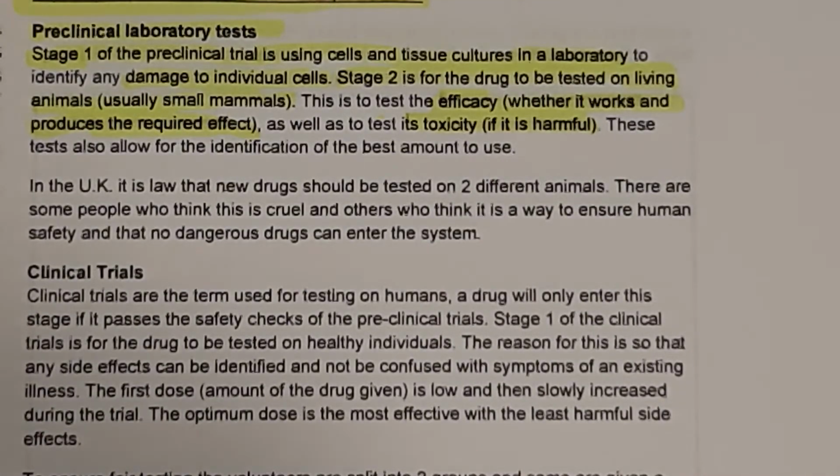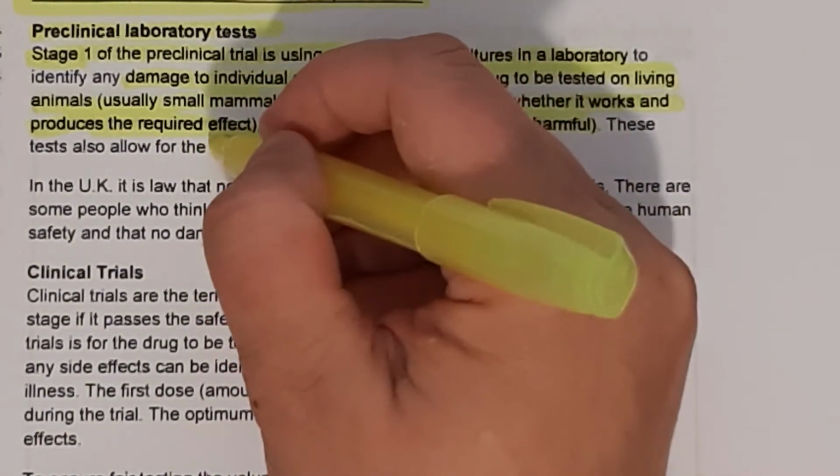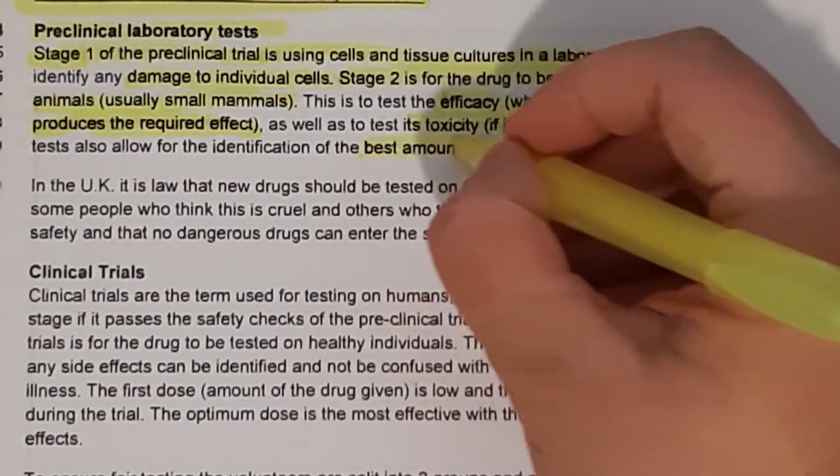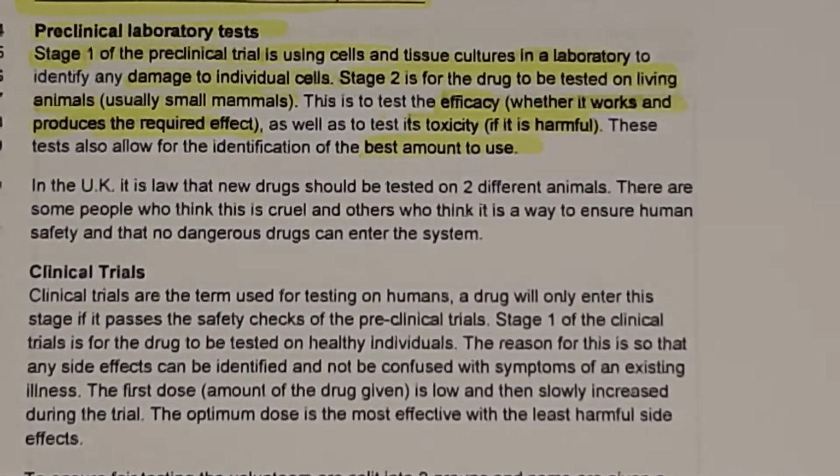And so these 3 parts of stage 2 allow us to figure out how much of the drug we should use. So the idea is that we're looking to find out what's the best amount to use, and that helps us determine dose.